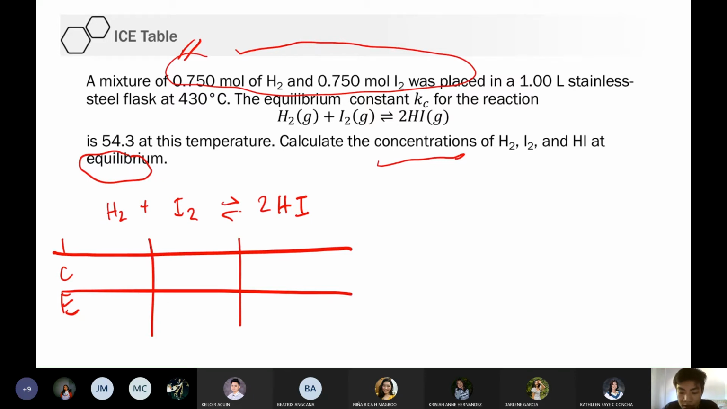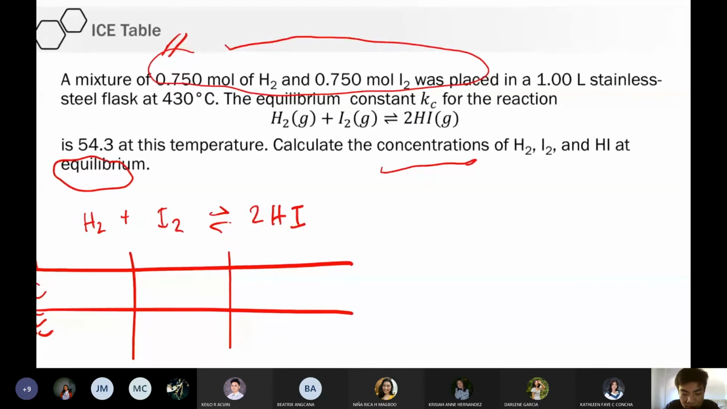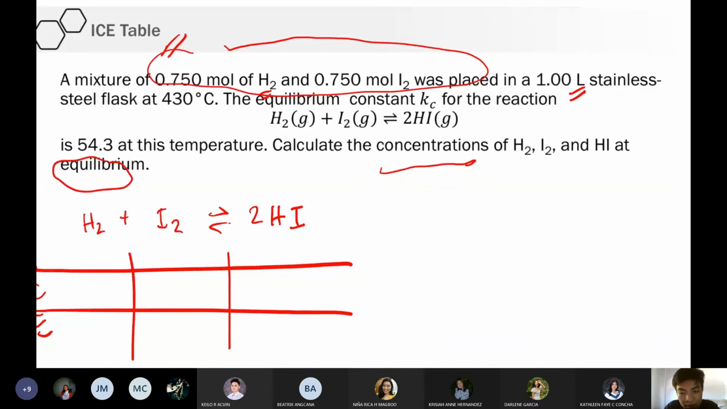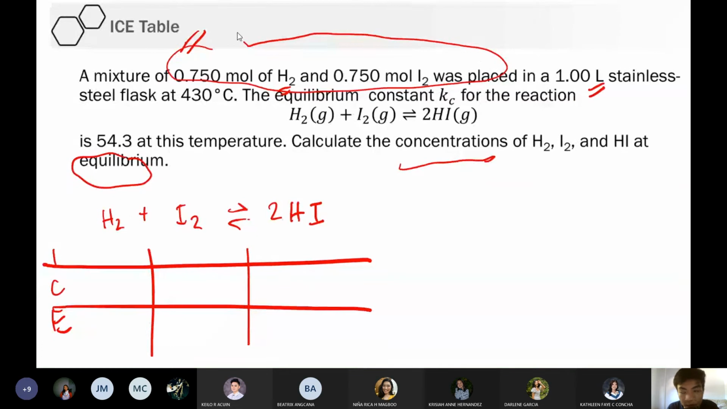What will be the initial concentration of hydrogen gas first? The initial concentration of hydrogen gas is not stated in the problem. However, we have the moles of hydrogen gas and the volume of the container. Dividing the moles by the volume, we get the molarity. You are not going to plug the moles into the ICE table. You will never plug your moles into the ICE table, only the molarity or the pressure.